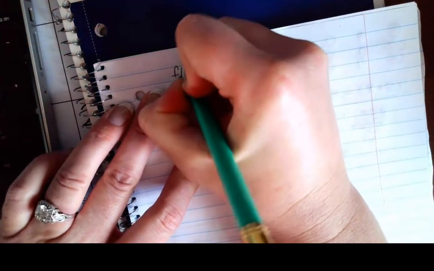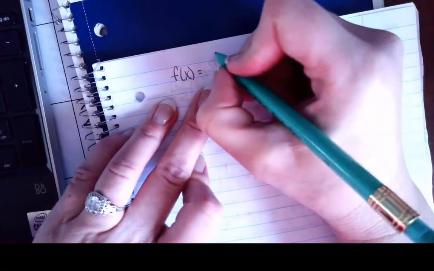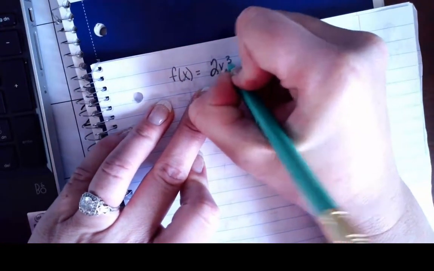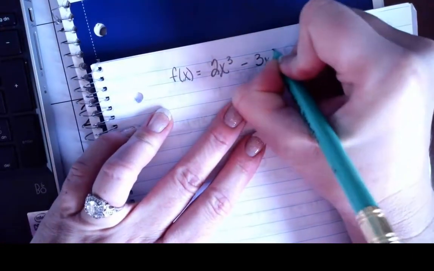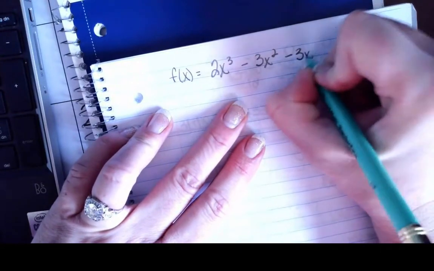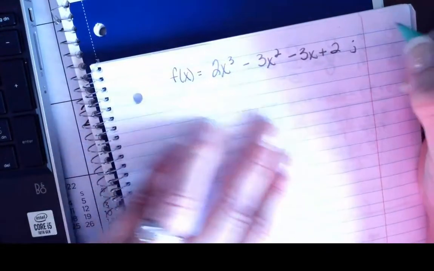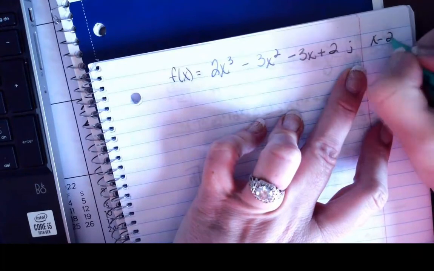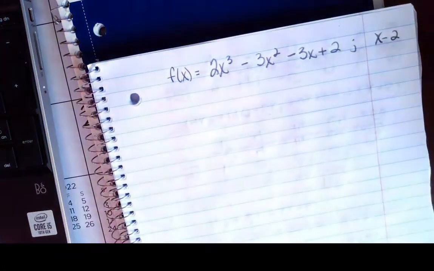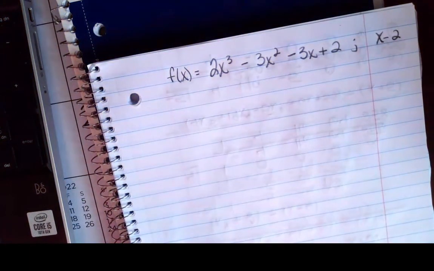So I am told that f of x is 2x to the third minus 3x squared minus 3x plus 2. And I'm trying to find out, is x minus 2 a factor? If it is, can I keep breaking it down?